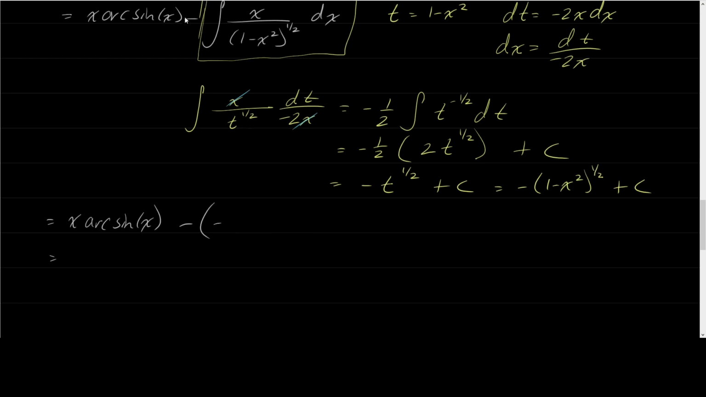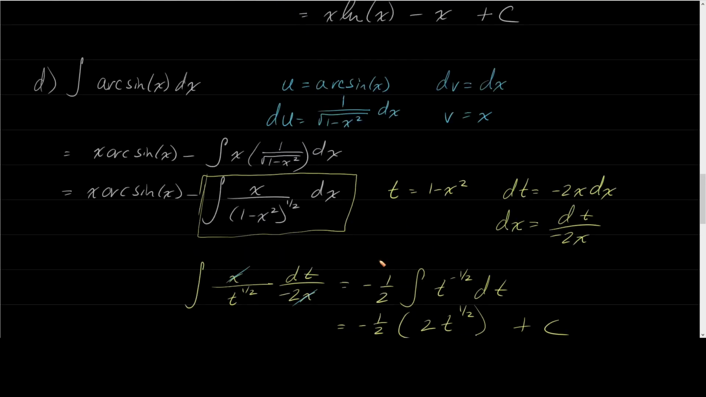We had minus negative of 1 minus x squared to the 1/2 plus c. And then minus a negative is a positive. So I have as my final answer here, x arcsine of x plus 1 minus x squared to the 1/2 plus c. And that would be the final answer there. So there we just saw two examples where it didn't look like it was integration by parts, but it was.